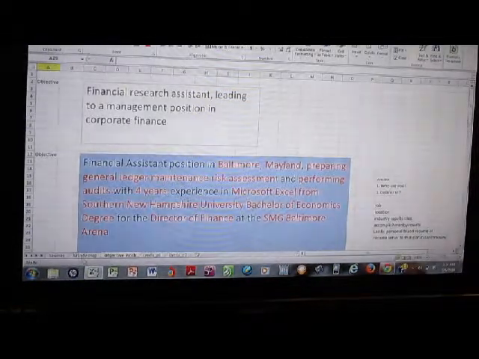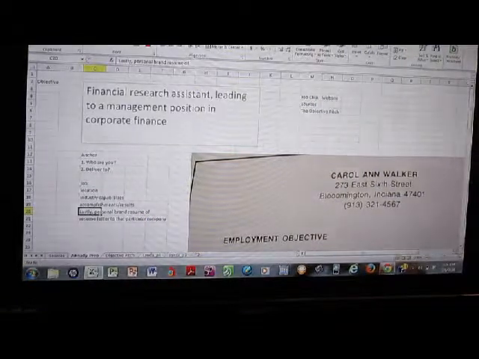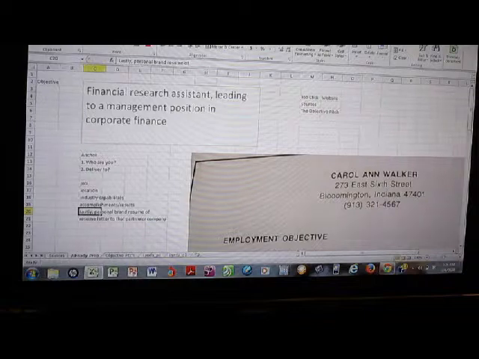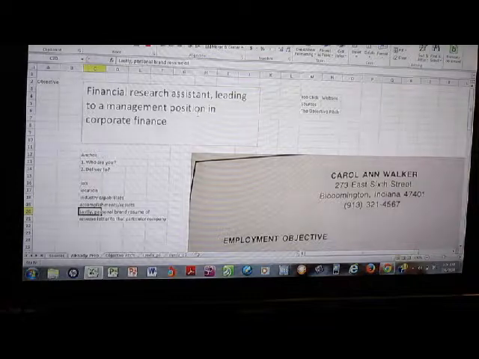Now, that objective said financial research assistant leading to a management position in corporate finance. So this is a really concentrated objective. It says that you want to be a manager. It shows initiative. It says it's in corporate finance, and it says the job.